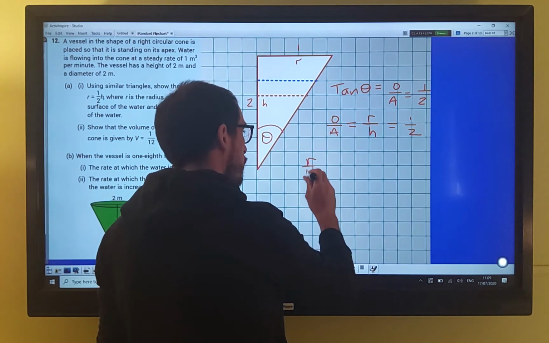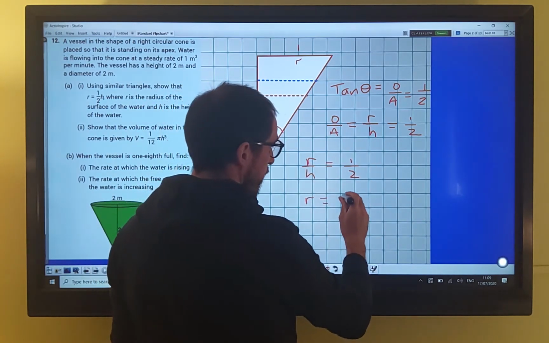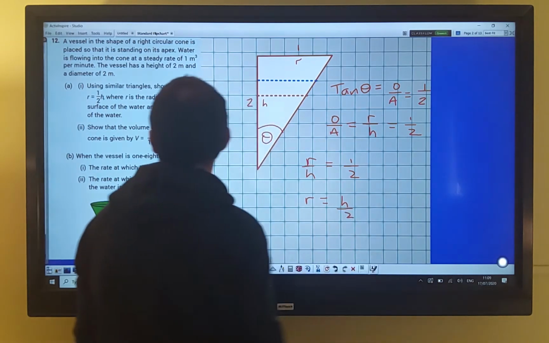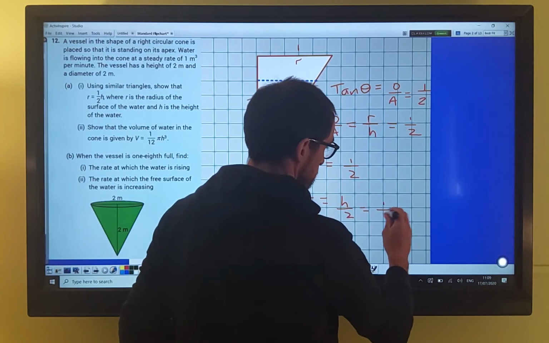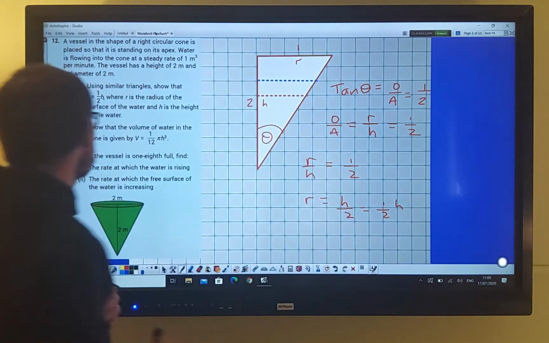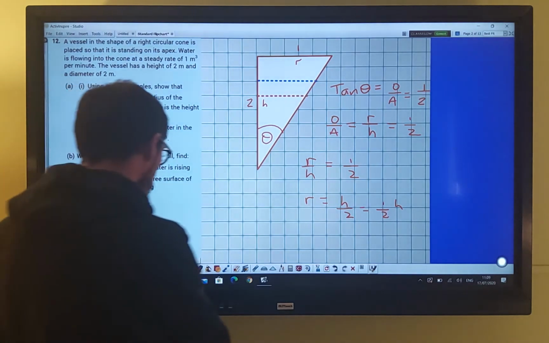So if the radius over h is equal to 1 over 2, well then I can say that the radius is equal to h over 2, which is a half h, okay? So now we know that the radius is a half h. So that's that there. And then it says show that the volume of water. Okay, so we've shown that bit there.